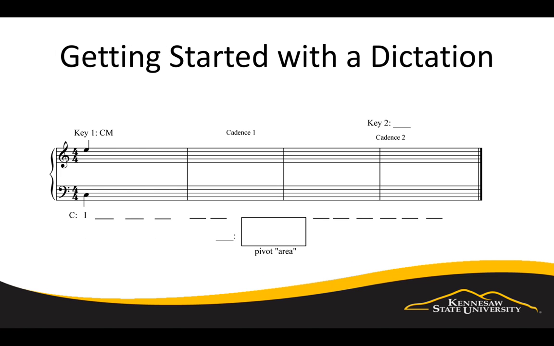Let's get started with the dictation. Notice how we start off in the key of C major. It's 4 measures long. We have a pivot area between measures 2 and 3, and so we need to decide what is key 2 and what is cadence 2. So let's start, have a listen to this melody, the entire chorale, and then pay particular attention to what is key 2. So there's our tonic, 1, 2, ready, go.